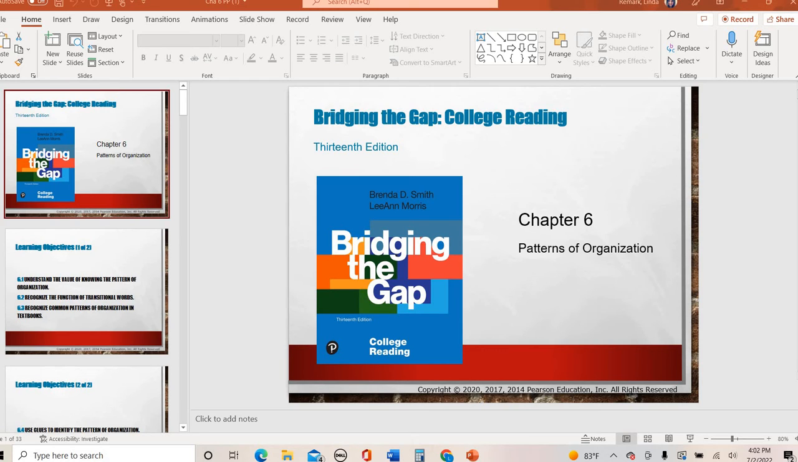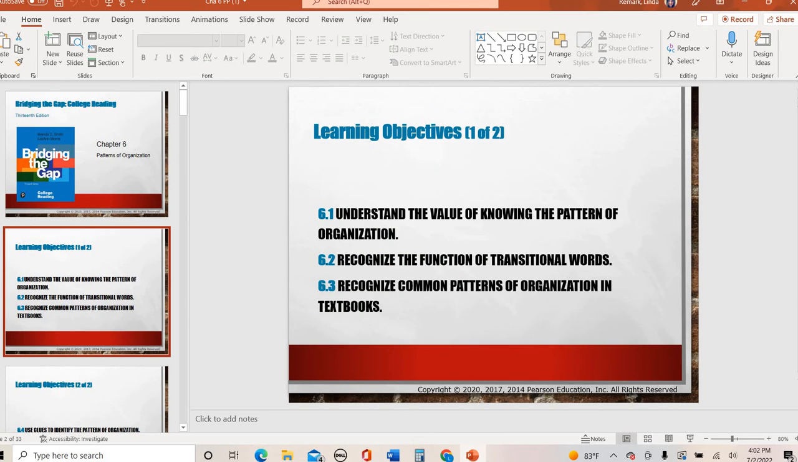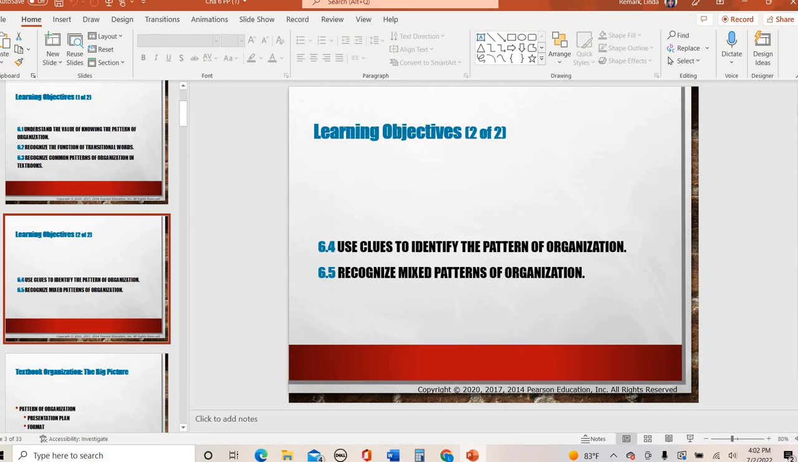Now, patterns of organization in general is about being able to identify exactly what it sounds like, the pattern of organization. Authors can organize their writing in multiple different ways. We're going to talk about several of them today. By no means is it a limited list, but these are the most common ones that we'll talk about today. And each pattern has its own unique transition words or phrases that are going to help identify what the author is doing with their writing.